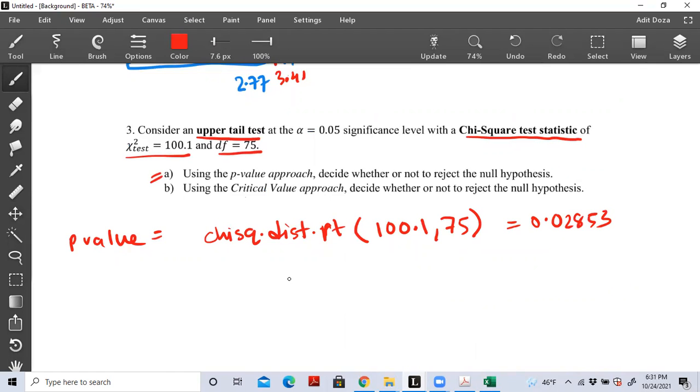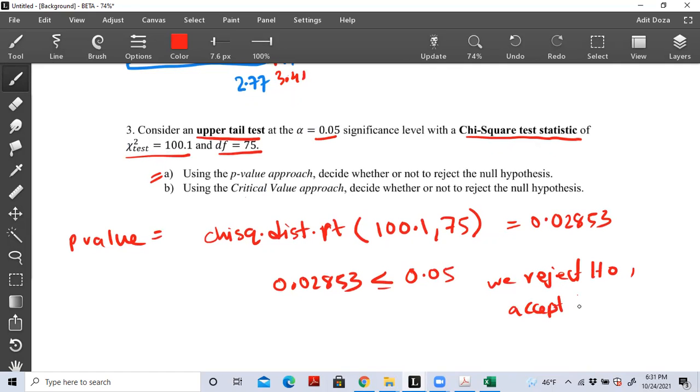0.02853. So because the p-value is less than alpha, right? Our p-value 0.02583 is less than or equal to alpha, which is 0.05. We reject H naught, right? That means accept HA.